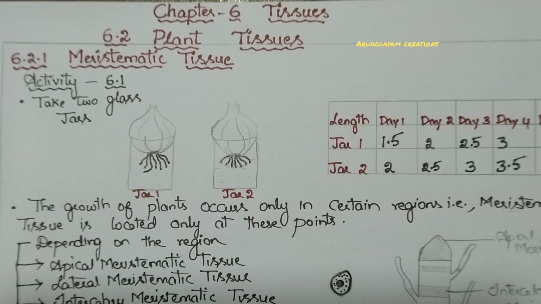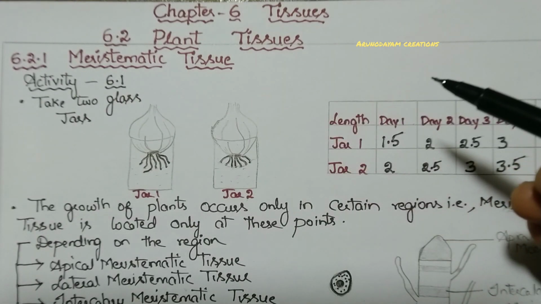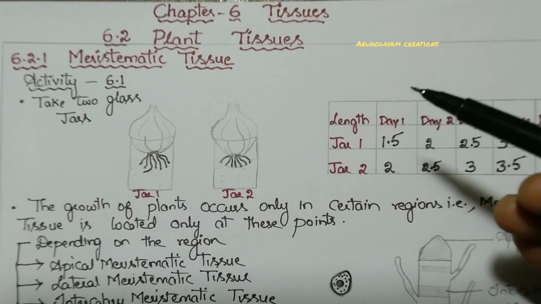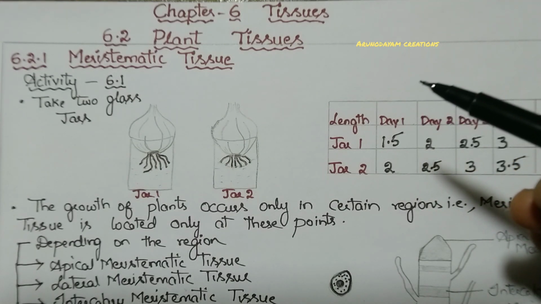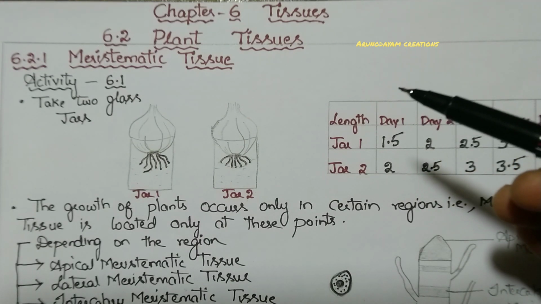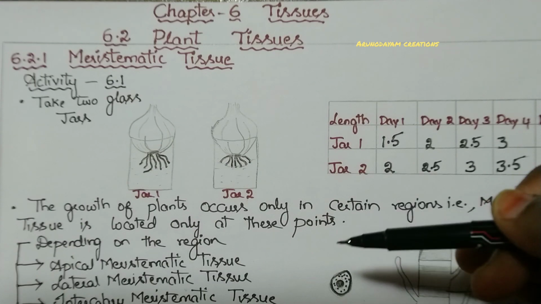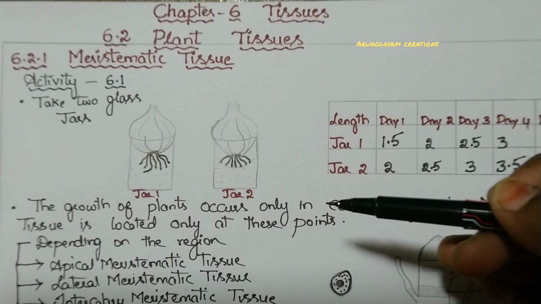Today we are going to learn about plant tissues in our video. Plant tissues from class 9 biology tissues chapter. First of all, in our previous video we have learned that in plants we have two types of tissues, meristematic tissues and permanent tissues. Now in this video we are going to learn about meristematic tissues in detail.